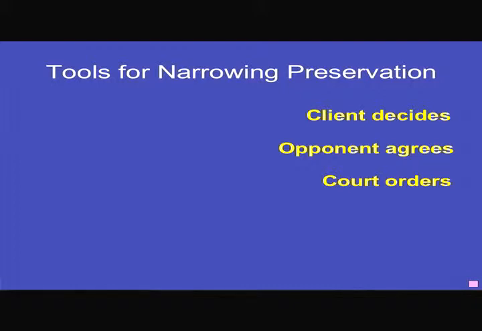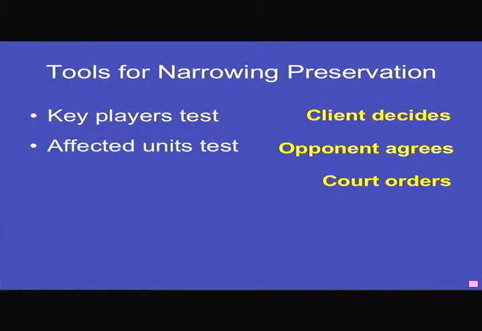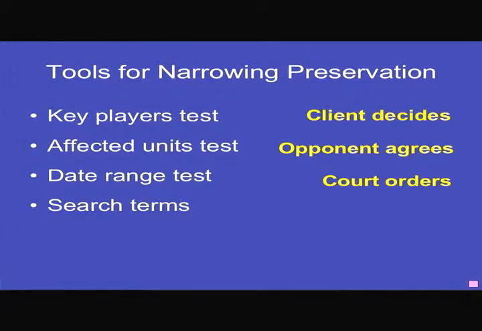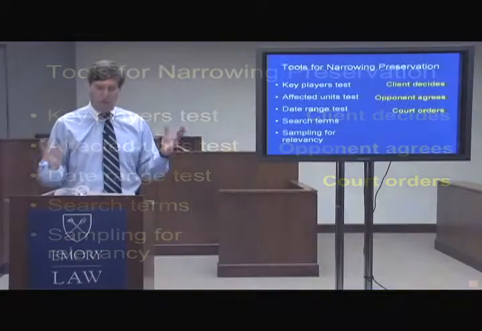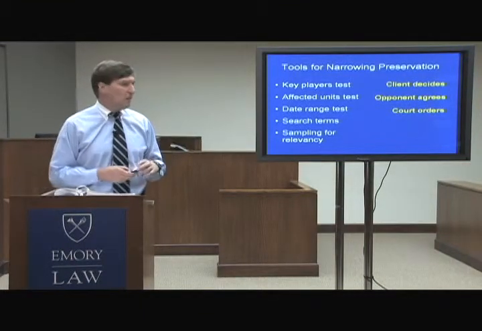Now, one way to think about narrowing your preservation is to consider these issues. What are the key players in the litigation? What are the affected units in the litigation? What's the date range that's likely going to be involved? What search terms might we be able to come up with and agree to that will give us some comfort that we're getting access to the information that we need? If you can negotiate over these three things, and if you potentially could negotiate sampling to determine whether or not the data is relevant, you may be able to very quickly agree to narrow the preservation issues to relevant data.